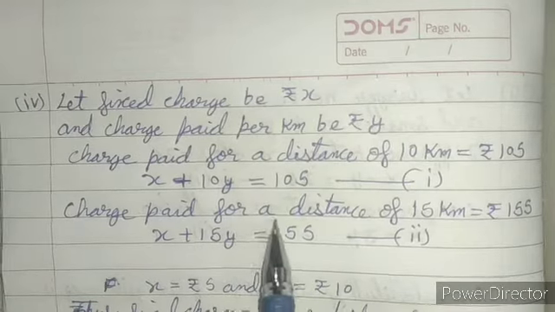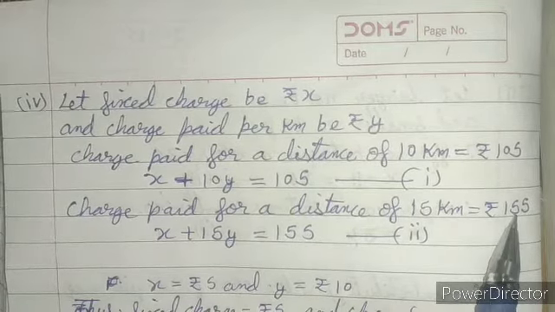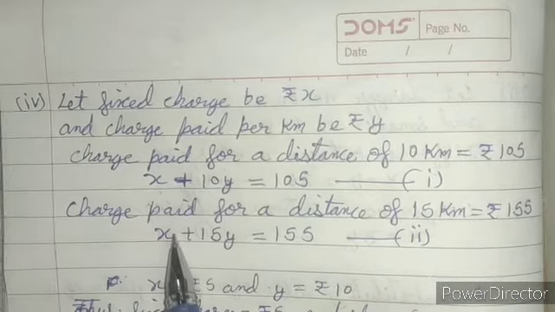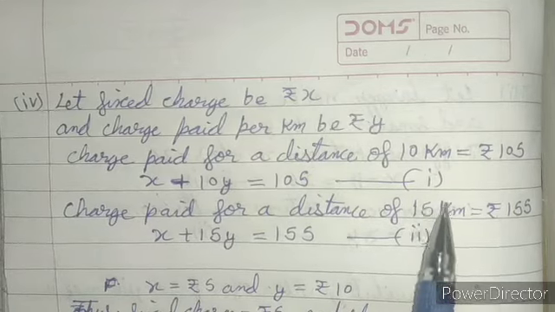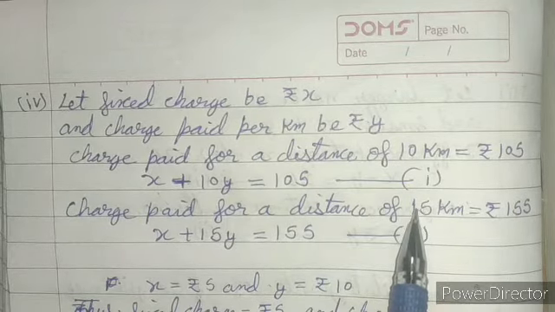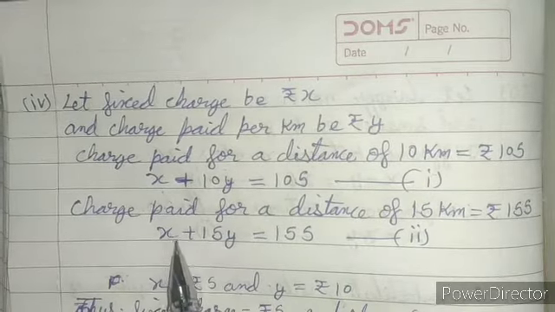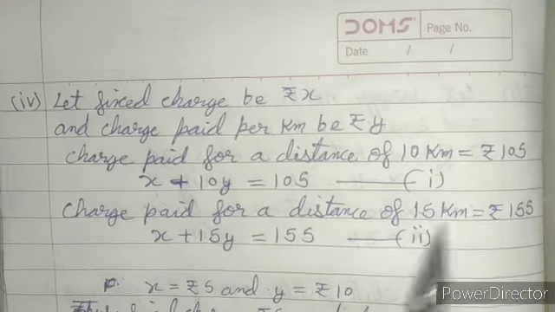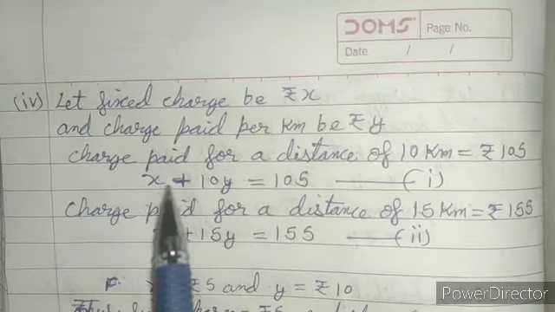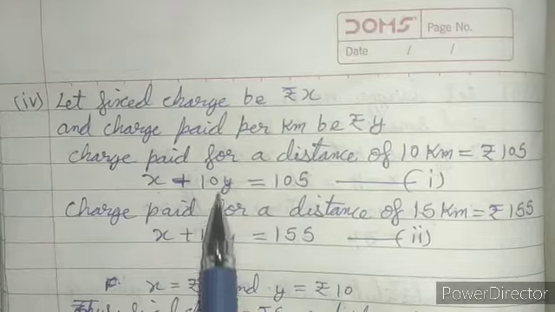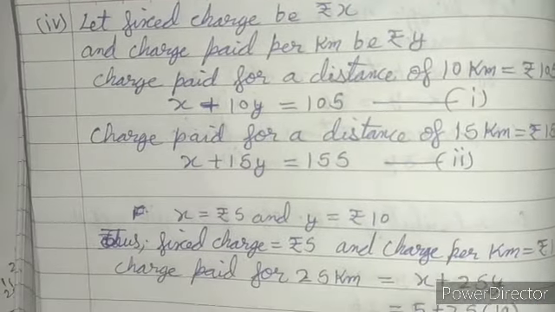Now the charge paid for a distance of 15 km is given to us as rupees 155. That means the fixed charge was rupees x plus, for each kilometer the charge was rupees y, so for 15 km he will have to pay rupees 15y. The sum of these two charges is rupees 155. Now these are our two equations in variables x and y. We can solve these two equations by substitution method to get the value of x and y.